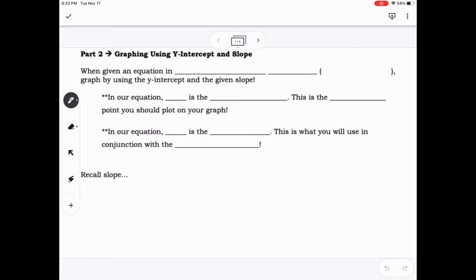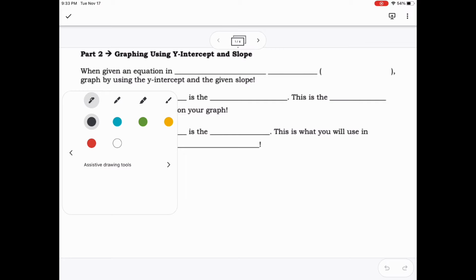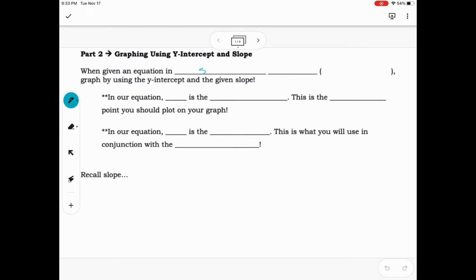Today we're talking about part 2 of Unit 4, Learning Target 2. In part 1 we graphed using standard form. Today we will be using the y-intercept and the slope, which would suggest that we are going to use slope-intercept form.